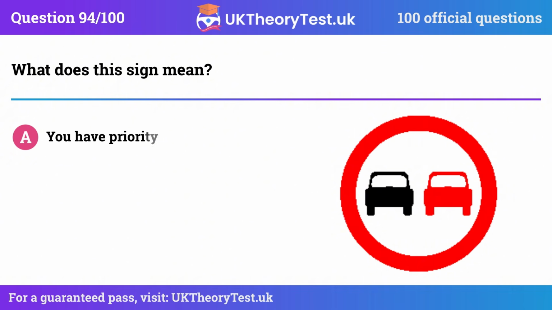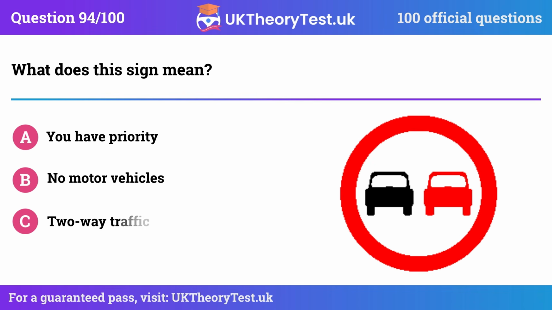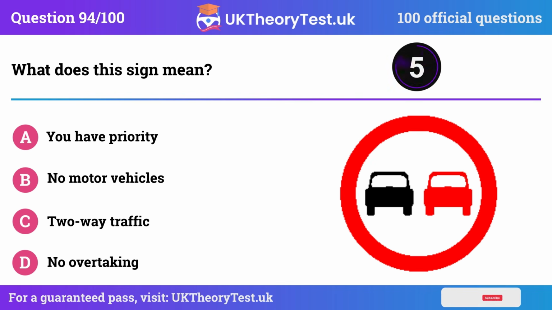A. You have priority. B. No motor vehicles. C. Two-way traffic. D. No overtaking.